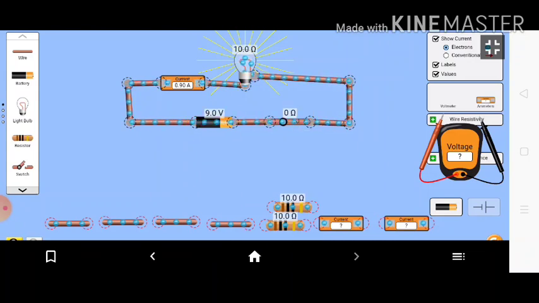Now just check the values. It's a 9 volt cell. The bulb is having a resistance of 10 ohms. So what should be the current? Using Ohm's law, we can find out current. V equal to IR. So current should be V by R, that is 9 by 10, so 0.9 ampere. So you can see the current is being shown by the ammeter.